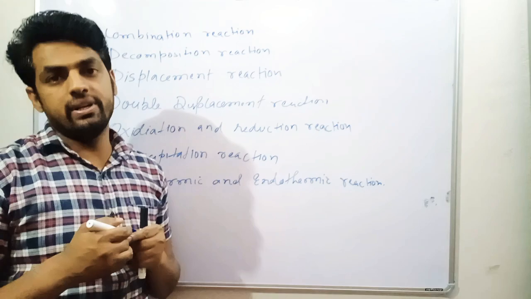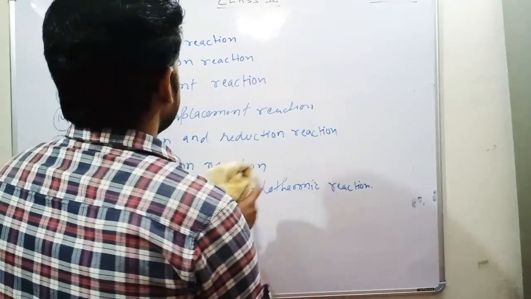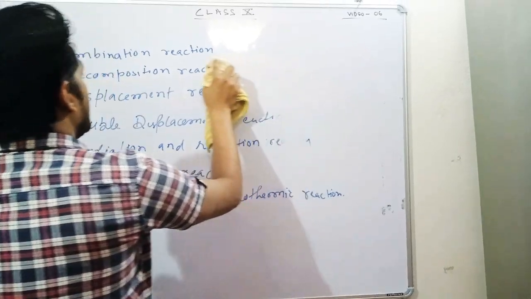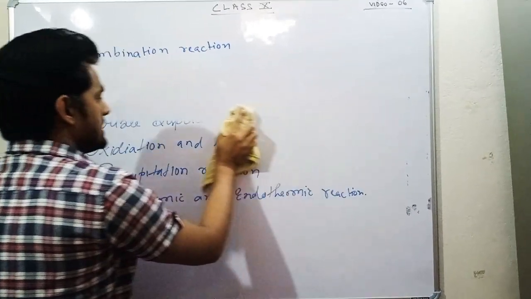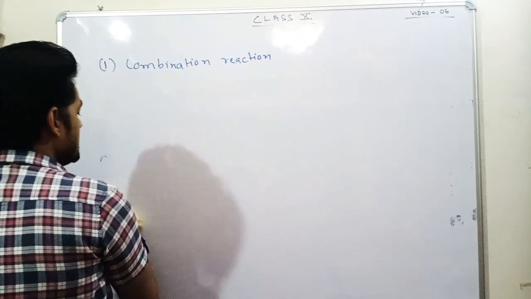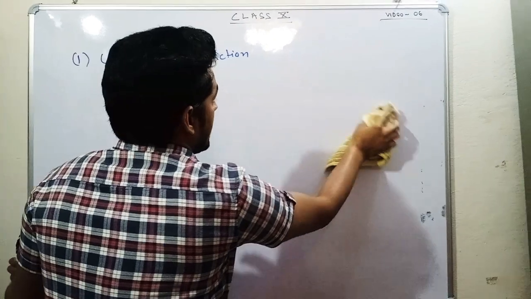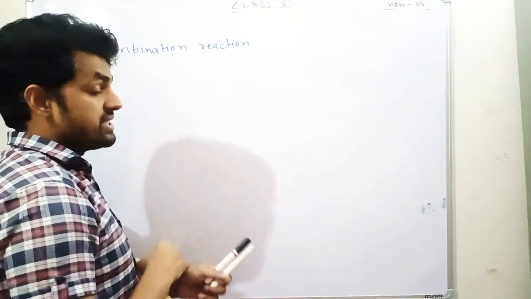सबसे पहले हम लोग combination reaction से start करते हैं. From this word we can easily say what a combination reaction is. When two or more substances combine with each other and form a single substance, that kind of reaction is known as combination reaction.